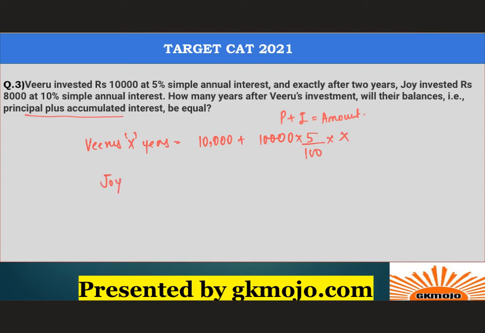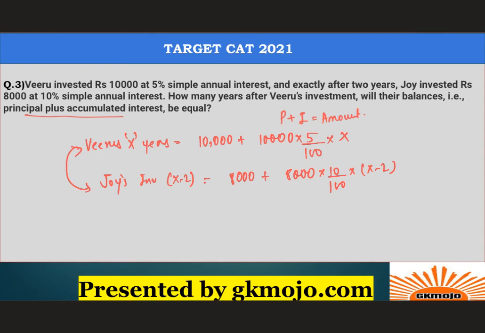Similarly, what would be Joy's investment, right? And it would be after x minus 2 years. Why? Because he entered the investment 2 years after Viru invested, right? So 8,000, right, plus 8,000 into what is the percentage? 10 by 100 into x minus 2. Now the amounts should be equal, so this should be equal to this, right?